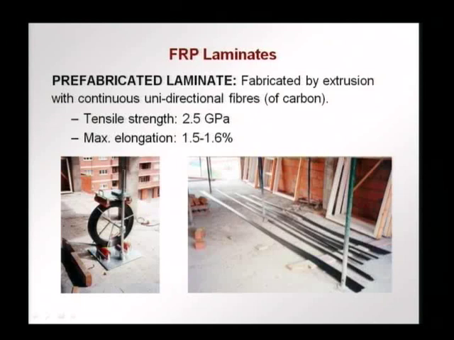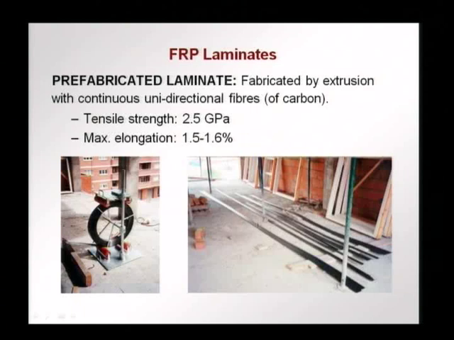These again come in rolls such as this. So you see here a roll of laminate. When the laminates are stretched out, they are like this, with a tensile strength of about 2.5 gigapascal. Elongation is about 1.5 to 1.6%. Remember, now we have the properties of the laminate, not just those of the polymer. So here you have a tensile strength of 2.5 gigapascal and elongation of about 1.5%.